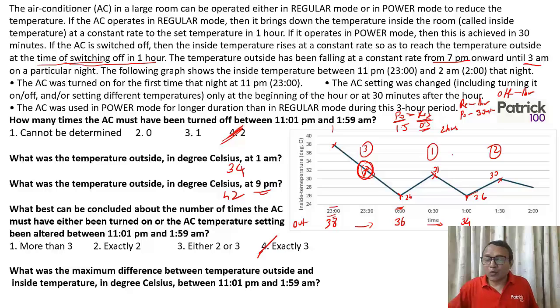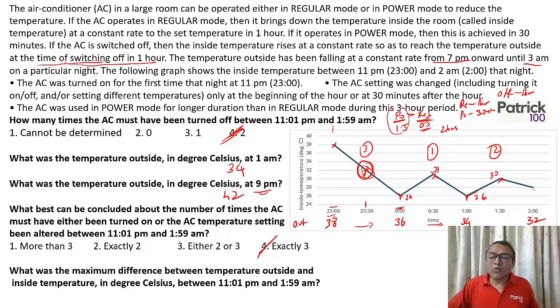I'll repeat this again. 1 and 2, at 12:30 and 1:30, definitely there's a change because the temperature started going down. Because at 2 o'clock the outside temperature should be 32, but the temperature is going below 30. That means AC was switched on. That means now we only have 11:30, whether it's on or not.